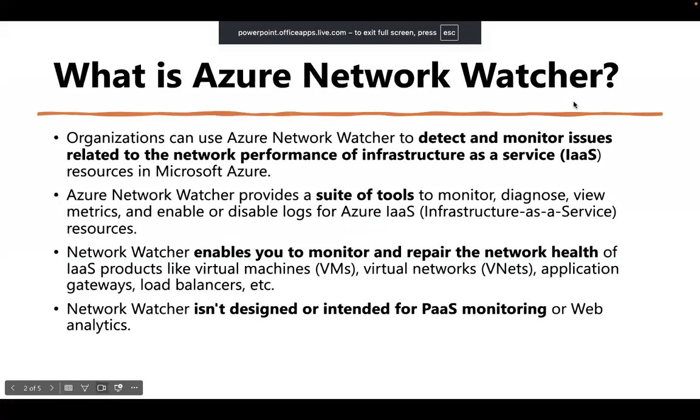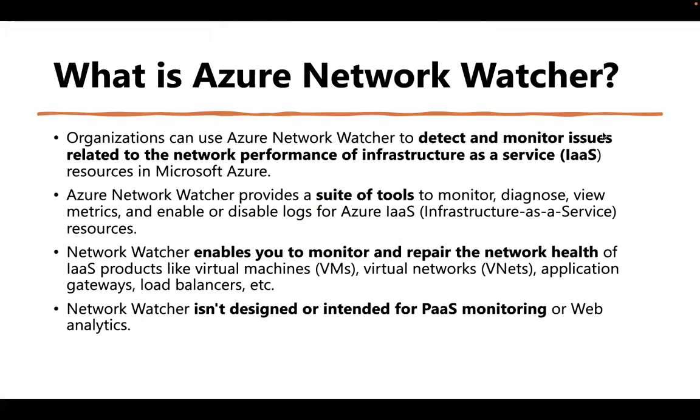Azure Network Watcher. So what is this Network Watcher? Organizations can use Azure Network Watcher to detect and monitor issues related to the network performance of infrastructure as a service. So organizations are using this watcher to detect and monitor issues related to network performance of IaaS services.